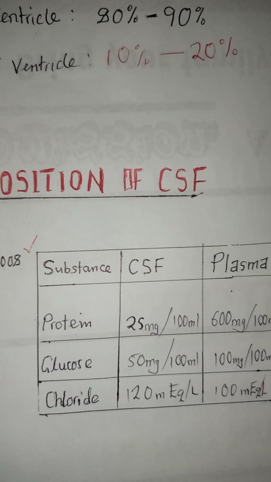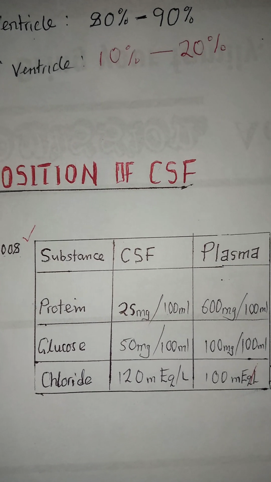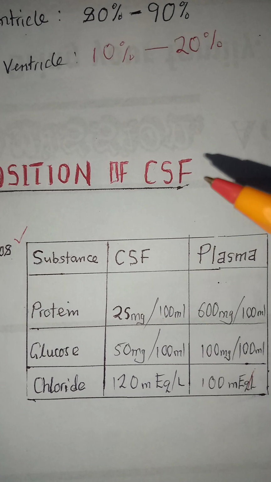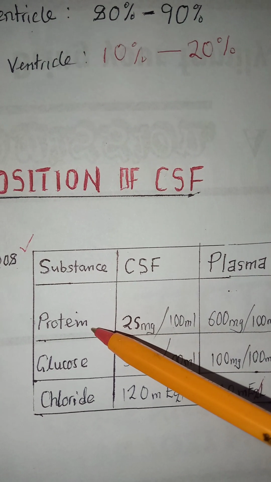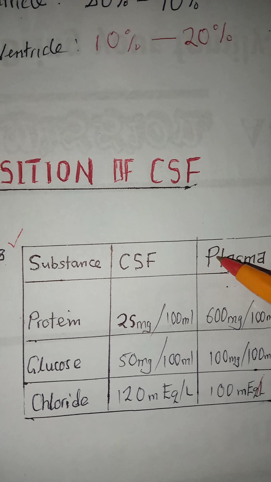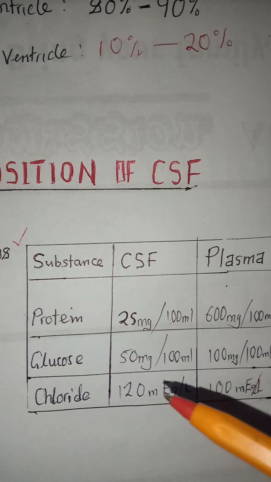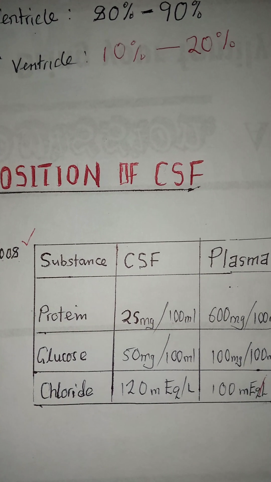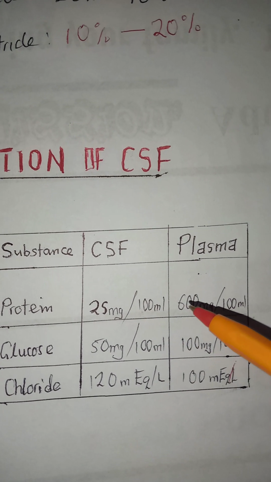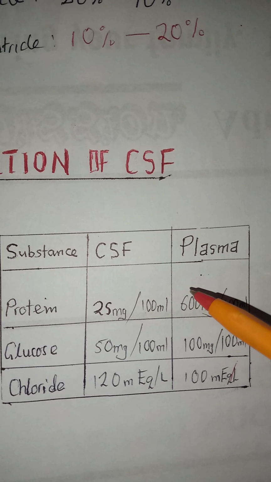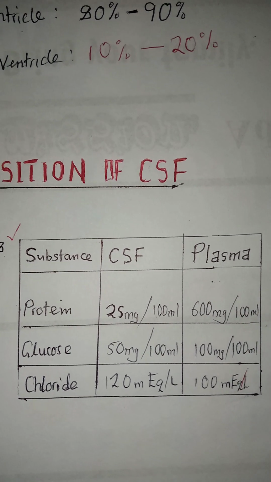When we compare its substances with the substances found within blood plasma, this is what we have. This table just summarizes everything. On this side we have the substances found in cerebrospinal fluid as well as in blood plasma. When we look at the proteins, we have about 25 milligrams per 100 mils in cerebrospinal fluid, but in blood plasma we have 600 milligrams per 100 mils.